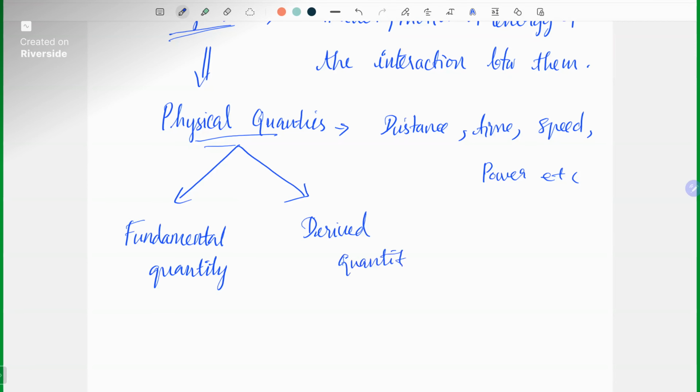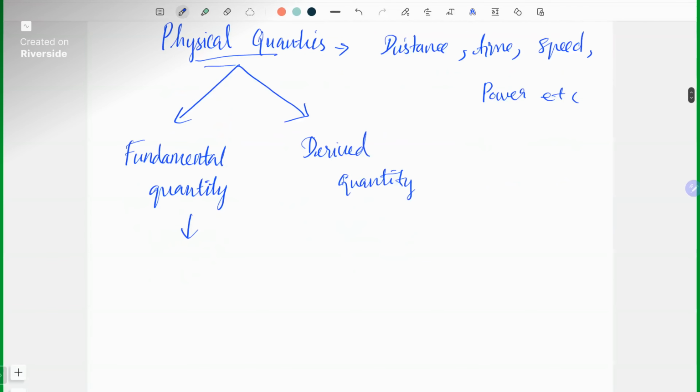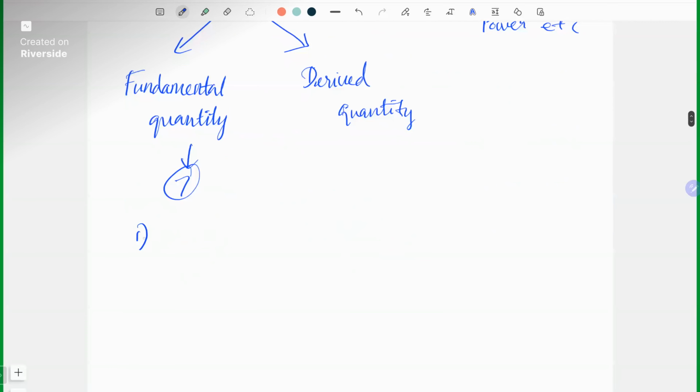There are basically 7 fundamental quantities. As we list them out, you can understand it better. Like length, mass. It is measured on its own. It doesn't depend on other physical quantities to quantify. It can be measured on its own, like length, like mass, like time.